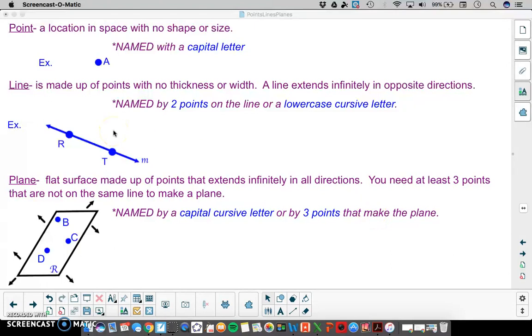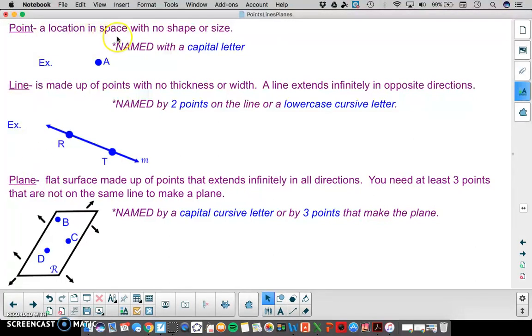Now we're going to describe our undefined terms, point, line, and plane. So for point, it's described as a location in space with no shape or size. So just a location, for example, point A here. We would name a point with a capital letter. So this point right here with the A next to it is named point A.